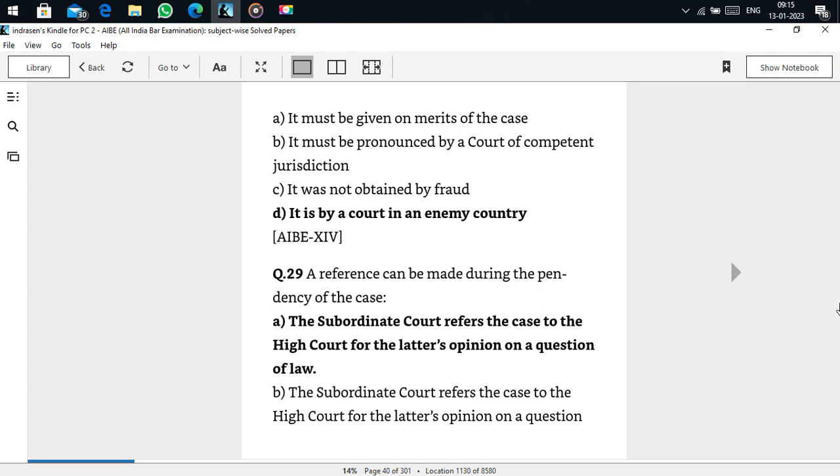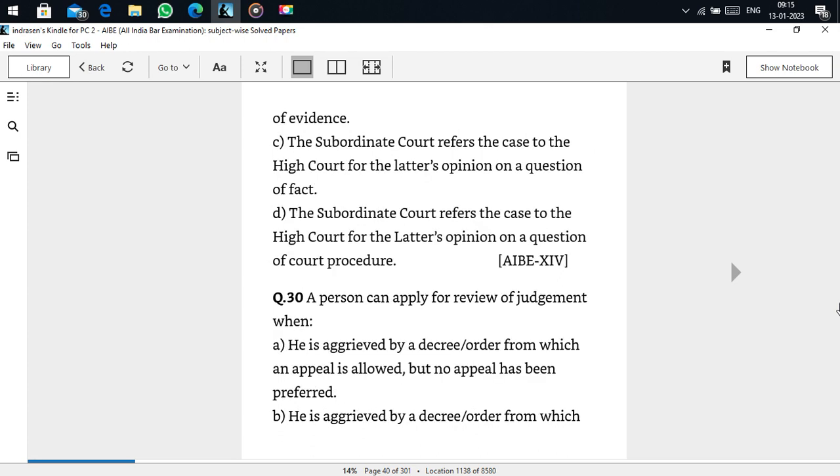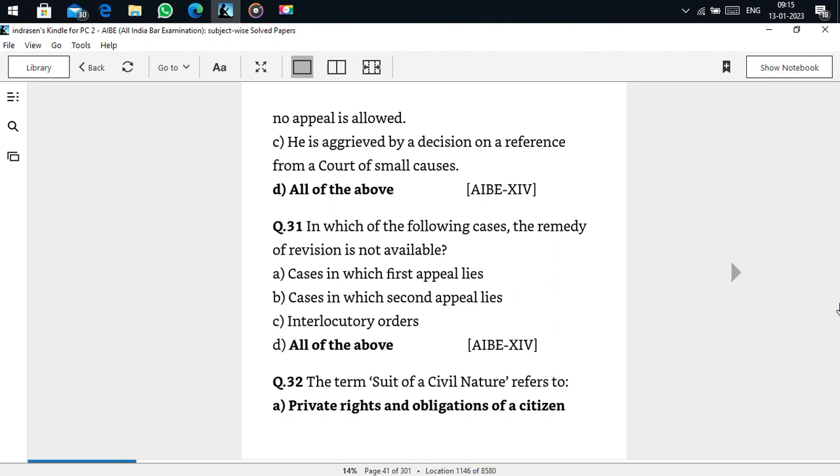In which of the following cases is the remedy of revision not available? The remedy is not available in cases in which a first appeal lies, cases in which a second appeal lies, and interlocutory orders. These are all the situations where the remedy of revision is not available.